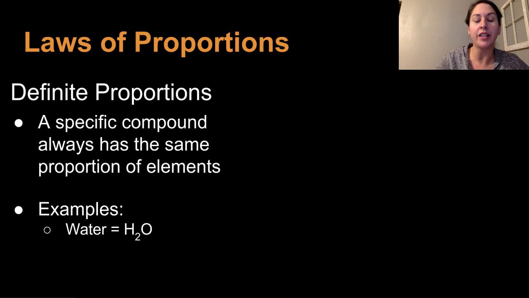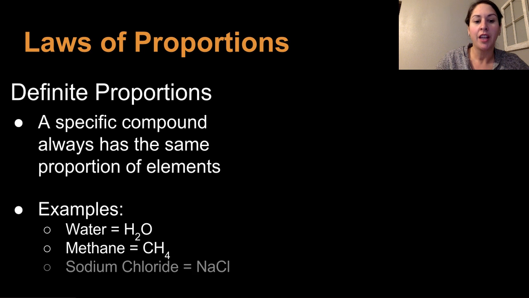I have a couple examples for you here. Water is H2O, and water is always H2O. We don't ever have water, or at least pure water, with anything other than H2O. Methane is CH4, so methane gas is always CH4. Whenever you see CH4, it's always methane. If you had C2H8, it wouldn't be methane, it would be something different. Sodium chloride is another example. Whenever we have sodium and chlorine together, they form sodium chloride, a 1-to-1 ratio. Each one of these compounds has a very specific or definite proportion.